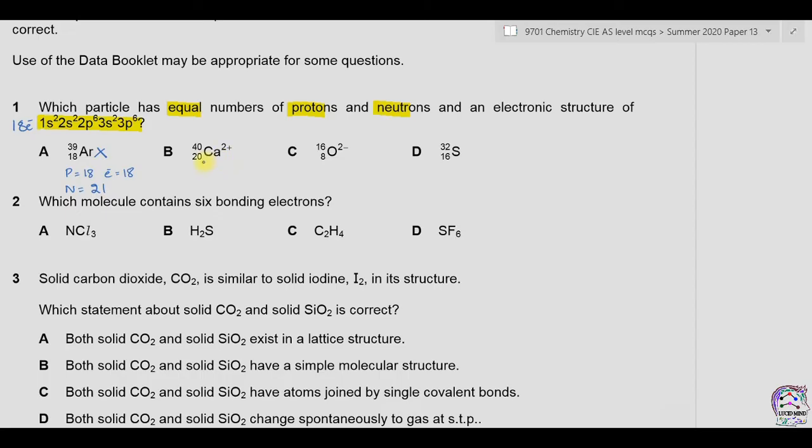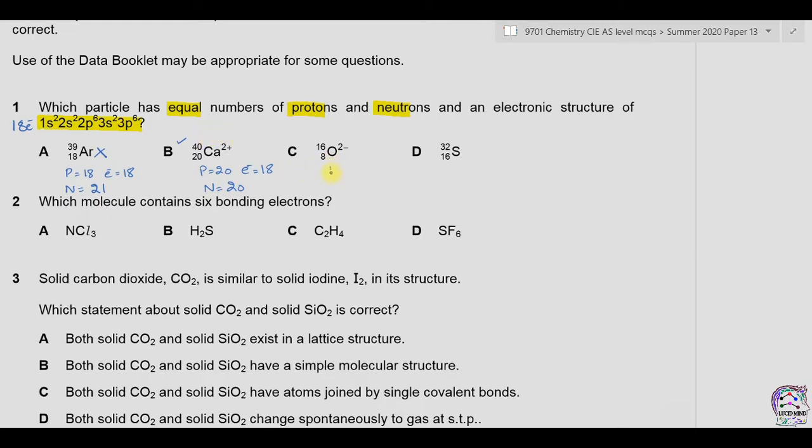B is calcium plus 2, we have 20 protons, 18 electrons because 2 are lost, and number of neutrons is also 20. So we have equal number of protons and neutrons and number of electrons is 18, and this electronic configuration also comes equal to 18 electrons, so it could be part B. Now let's move to part C.